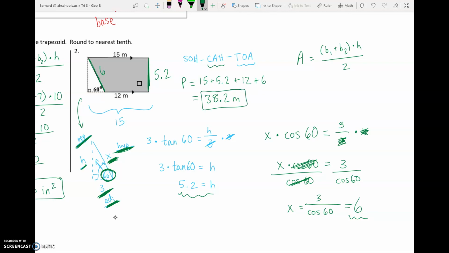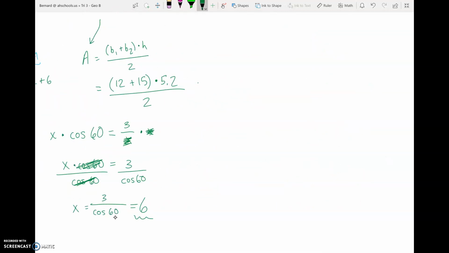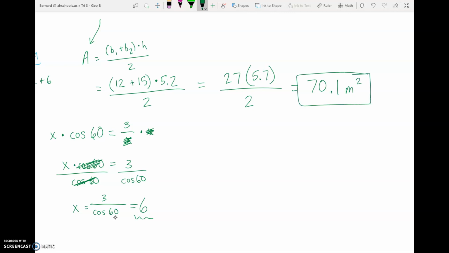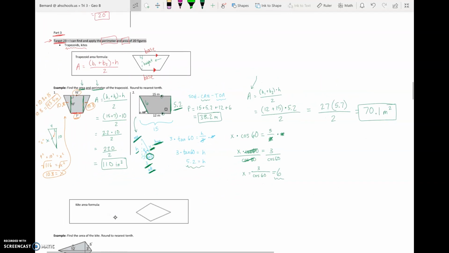And now we'll just plug the things into our area formula over here. And so our area will equal our bases added together. Our bases are the parallel sides, remember? So 12 plus 15. We'll times that by our h, which we solved for, which was 5.2. And then we'll divide by 2. I'm going to take this algebra to the right. So 12 plus 15 is 27. Got to times that by 5.2 and then divide by 2. And then when we do all of that, we will get 70.1 meters squared for our area, 70.1 meters squared.